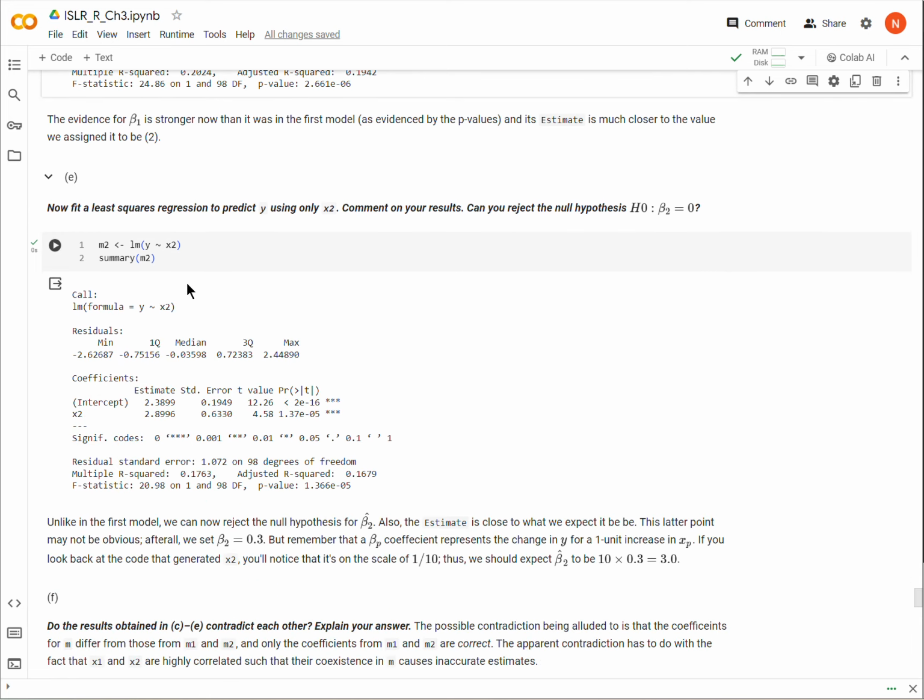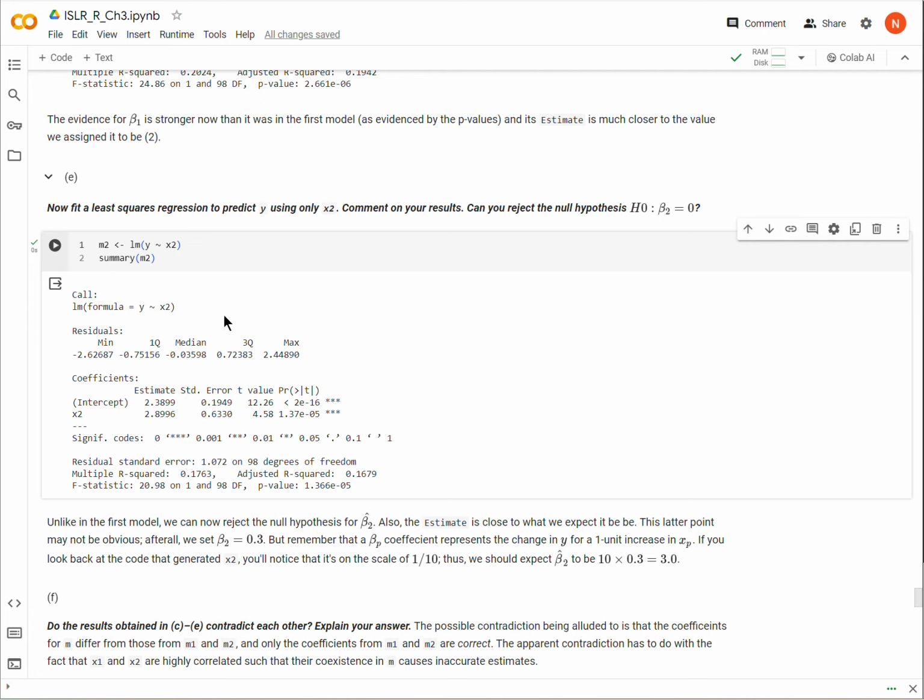And also now for part E, we do the same thing, but now regressing on x2. Okay, and again we see that the beta coefficient gets much closer to where we think it should be, which is about 3. Remember, and here is the p-value, which again suggests that we should be able to reject the null hypothesis.